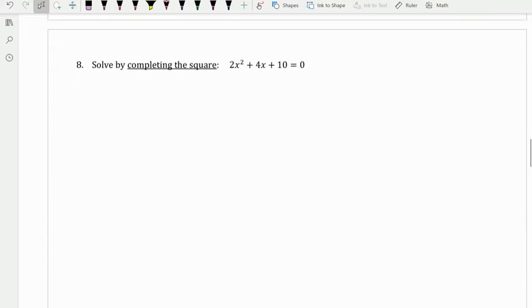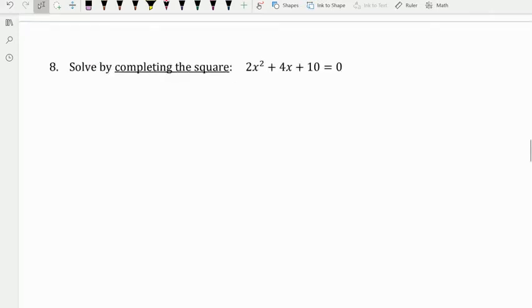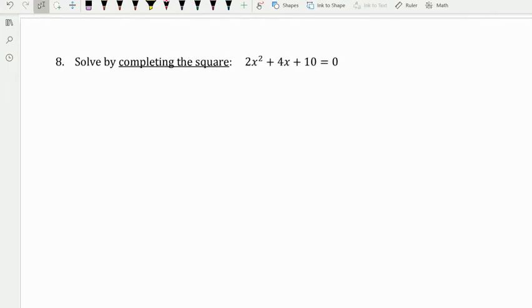All right, a couple on our next page. Now we're looking at completing the square and quadratic formula. Hopefully we've got these down now. This is the second time we've been through this process.